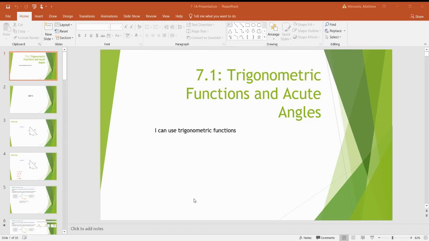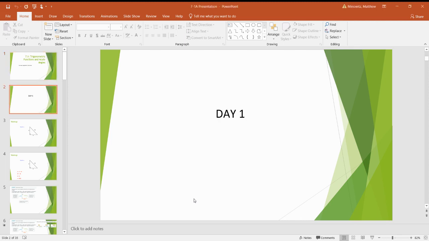Hi everyone, and welcome to Chapter 7. We're going to learn a whole lot about trigonometry. We're going to learn about something called the unit circle this chapter, the sine function, the cosine function, the tangent function. So today we're going to mainly focus on different trigonometric functions, what they are, and their definitions. So let's begin. We'll begin day 1.